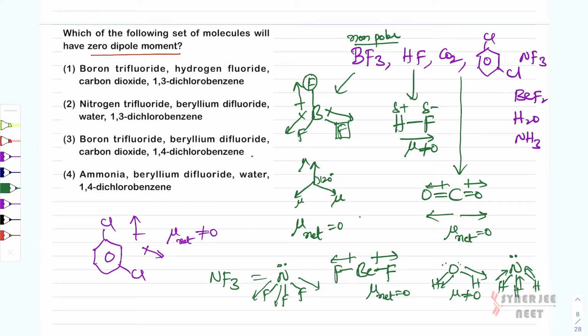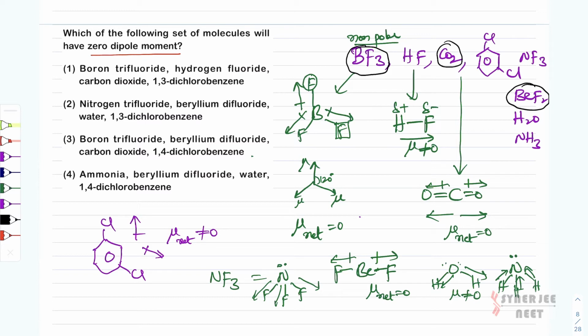Here also not 0. So among all, if you ask me which are 0, I am circling them out. BF3 is 0. HF is non-zero. CO2 also, cancellation is taking place, so 0. And dichlorobenzene, this is not 0. NF3 non-zero. BeF2, because of its linear shape, left and right cancel out with each other. Therefore 0. And H2O is also non-zero because an angular shape is there, the dipole moment will not cancel out, and NH3 is also pyramidal in shape, it will not cancel out. So H2O and NH3 are not cancelling out, that's why I am not circling them.